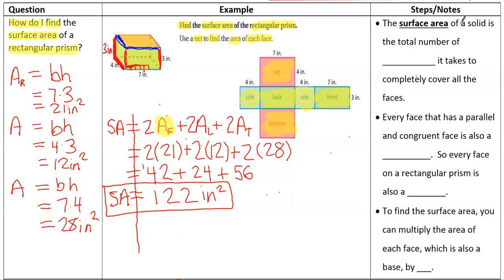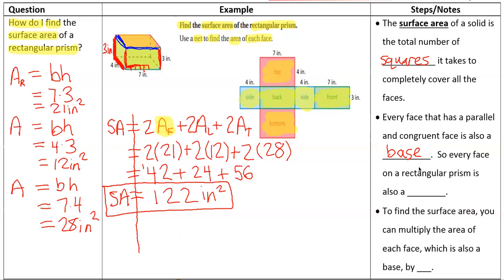Okay, the surface area of a solid is the total number of squares it takes to completely cover all the faces. Area is square area. Oh yeah, every face that has a parallel and congruent face, meaning identical. So the front has an identical rectangle in the back, which means they become bases. Which is why we call it. Oh, it's also a base, not bases.